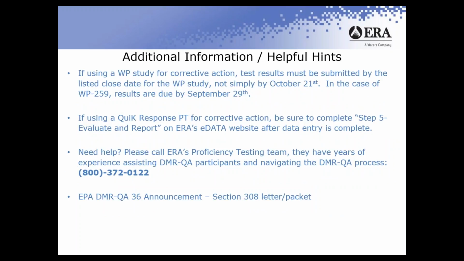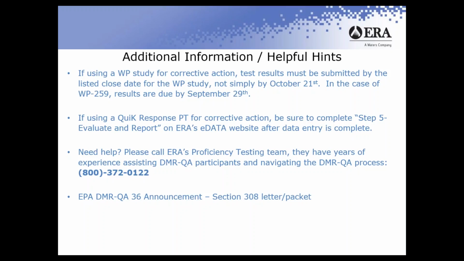And lastly, a bit more useful information and some helpful hints. If you're using a WP study for corrective action, please note test results must be submitted to ERA by the listed close date for the WP study. This is usually before the main October 21st corrective action deadline. In the case of WP 259, results are due by September 29th.